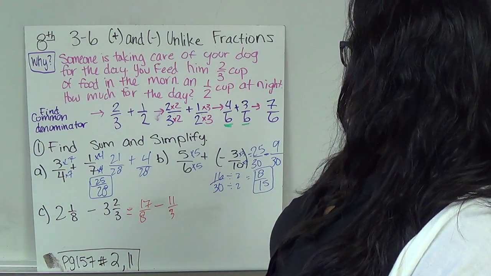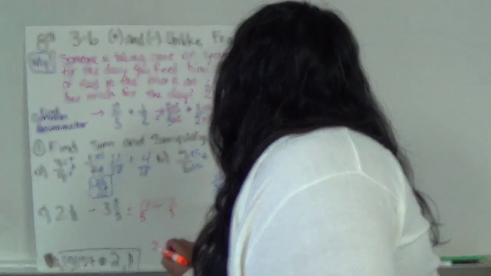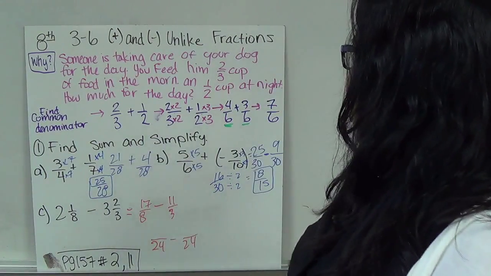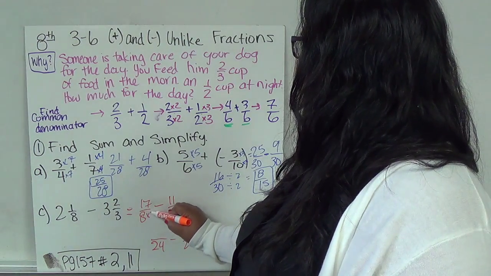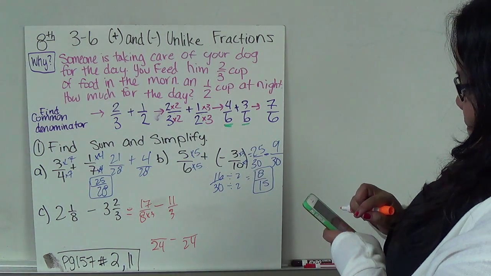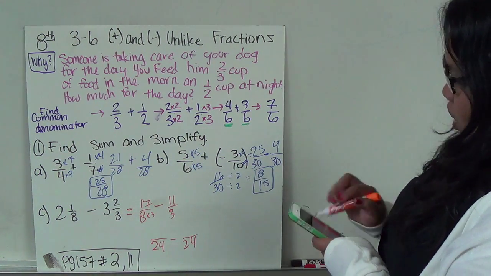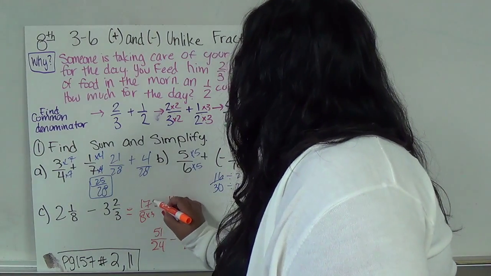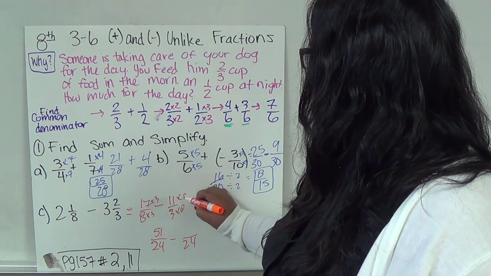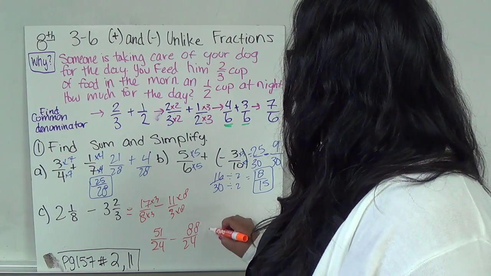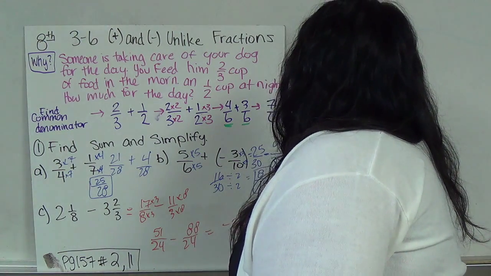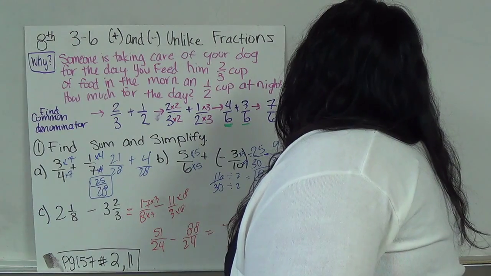Now, these both go into 24, so 24 is my new denominator. Okay, and in order to turn 8 into 24, I have to multiply by 3. So I have to multiply 17 by 3, which gives me 51. This one I have to multiply by 8, so I have to multiply the top by 8, which gives me 88. Okay, 51 minus 88 gives me negative 37 over 24.